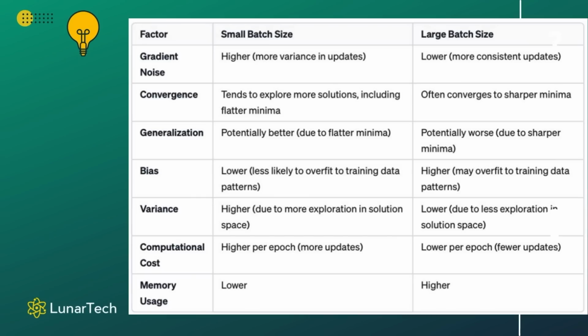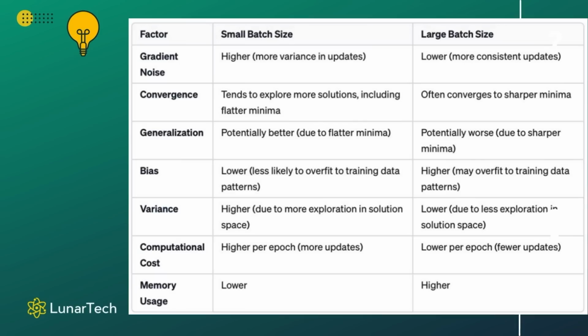So let's compare the small batch size versus large batch size with respect to all these factors that I just mentioned. When it comes to small batch sizes, let's say we have 2 up to 32 as the batch size, so we have 1 till 32 observations in our batch. In this case, the gradient noise will be, of course, very high.